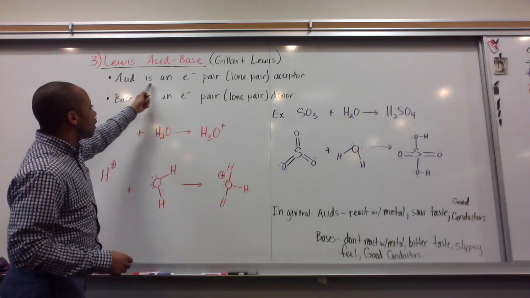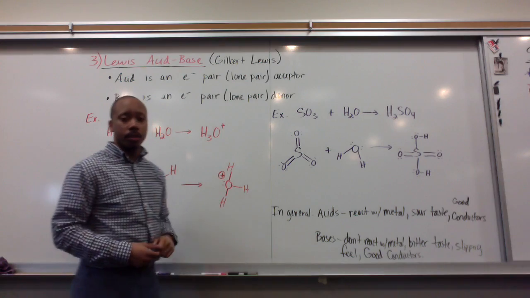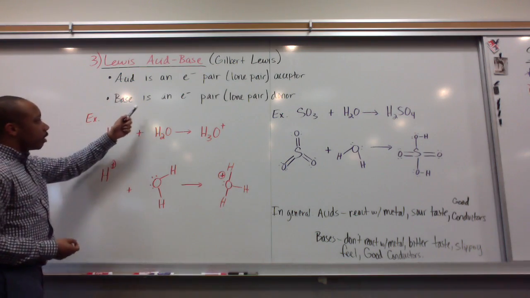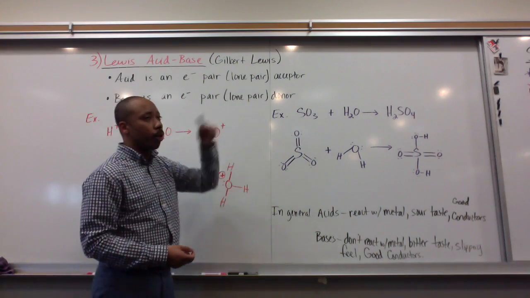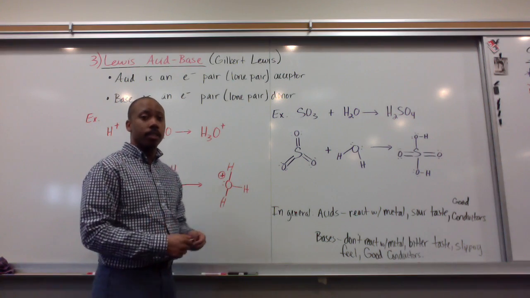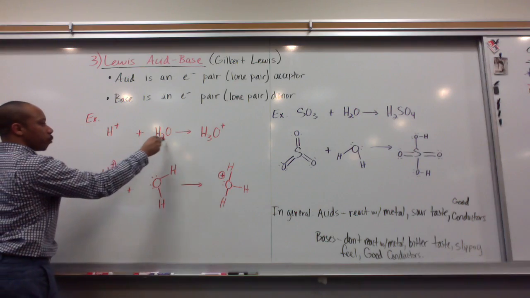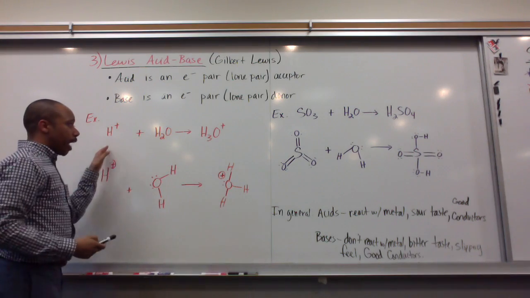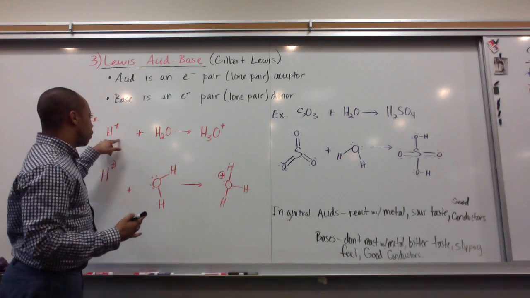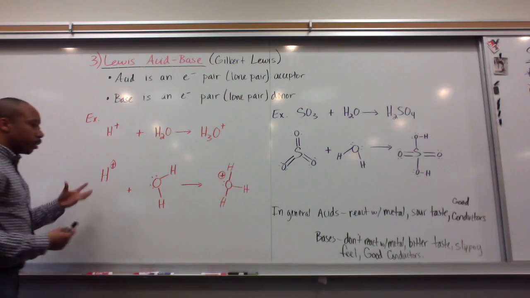So Lewis says that an acid is an electron pair, or we know them as lone pair, acceptor. Acids are electron pair acceptors, and bases are electron pair donors. Now this makes more sense when we look at Lewis structures, hence the name Gilbert Lewis. An example of this would be when H+ reacts with water to form hydronium. We saw this reaction on the first board when we talked about it not just being H+, but really being H3O+, hydronium.